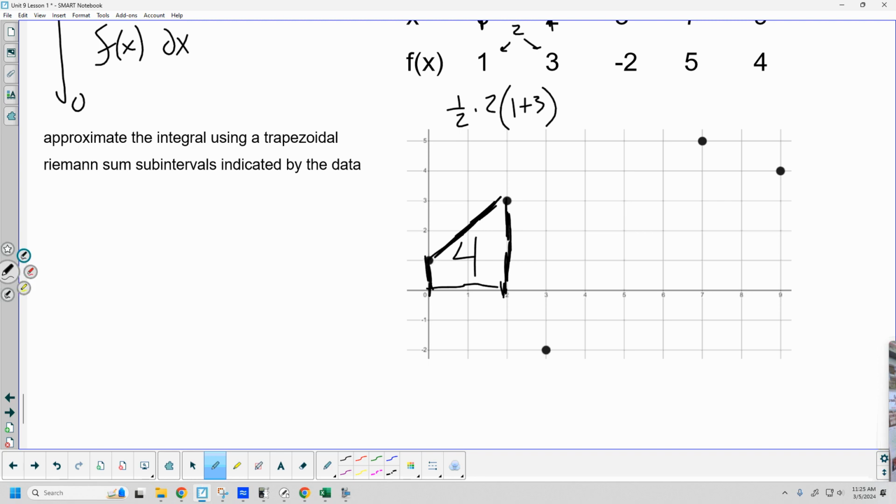Glad we're focused. I'm glad we're locked in.